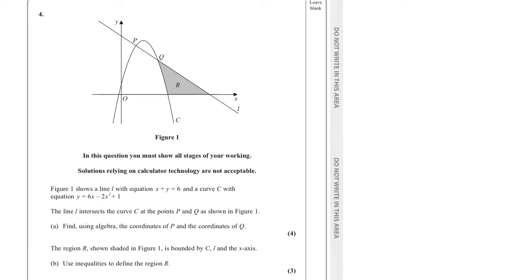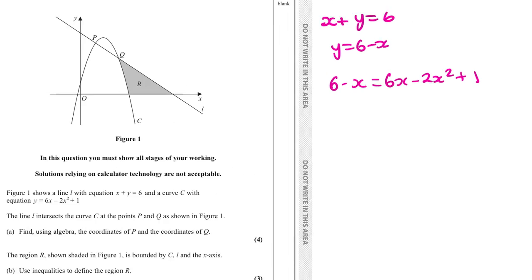It shows a line with the equation x plus y equals 6 and a curve with this equation. The line intersects the curve C at the points P and Q. Use algebra to find the points P and Q. So we should all be fairly confident right now that this is simultaneous equations, yeah? Simultaneous equations with a quadratic. So first of all, let's rearrange x plus y equals 6. We're going to get y equals 6 minus x. So, instead of writing y, I'm going to put 6 minus x equals 6x minus 2x squared plus 1.